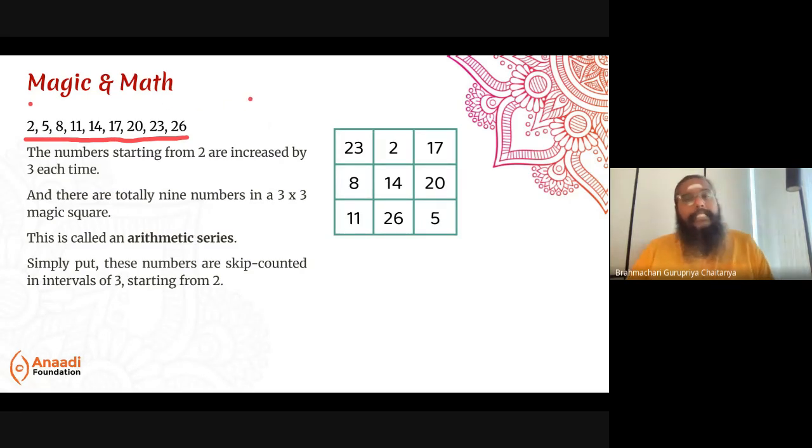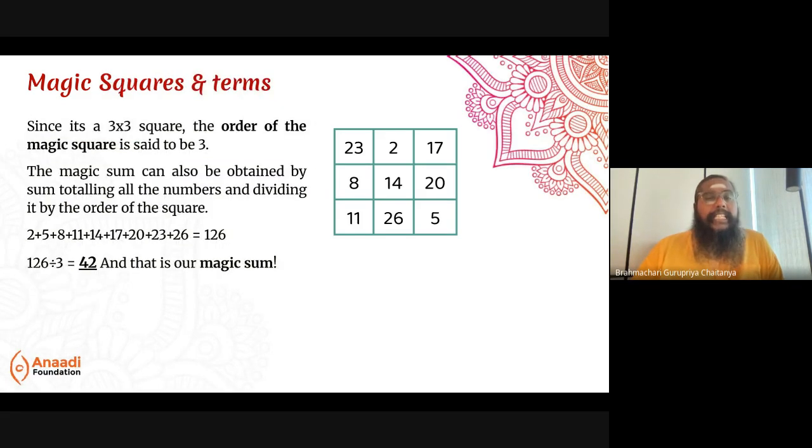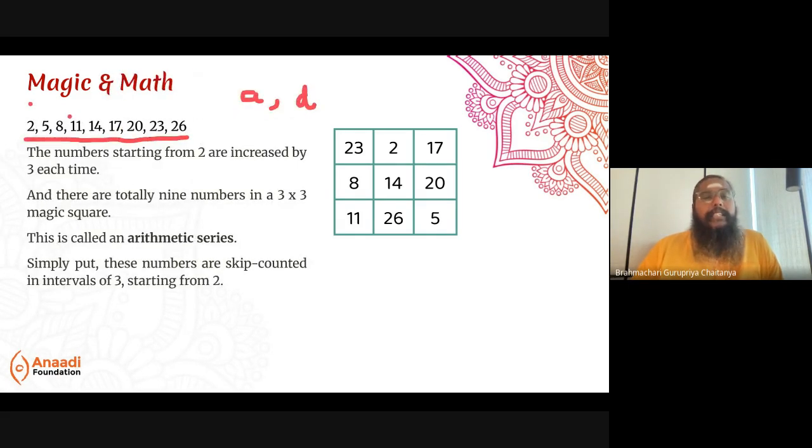An arithmetic series is defined by 2 parameters, right? The starting unit measure, which is A, and then the common difference D. The same D will be maintained here in this arithmetic series. And we can see that in the Indian tradition, they considered magic squares and construction of magic squares based on such arithmetic series. One may ask, will only arithmetic series work?